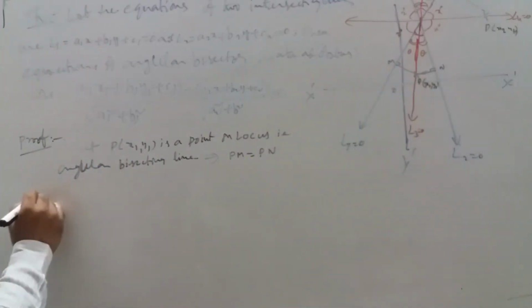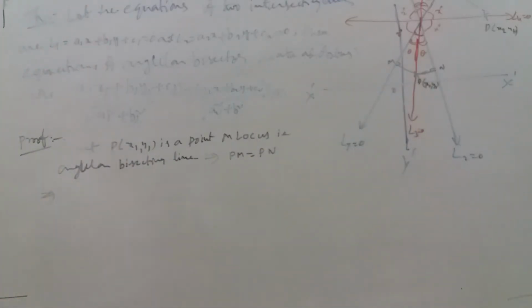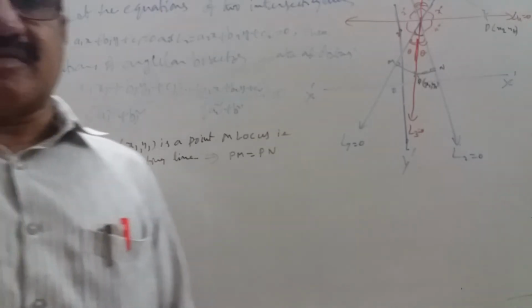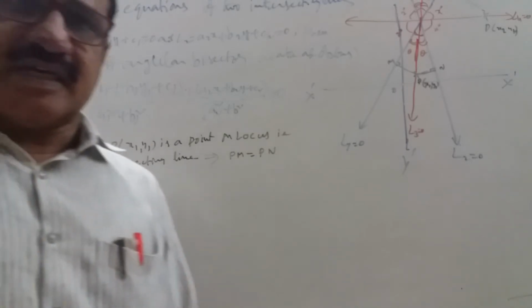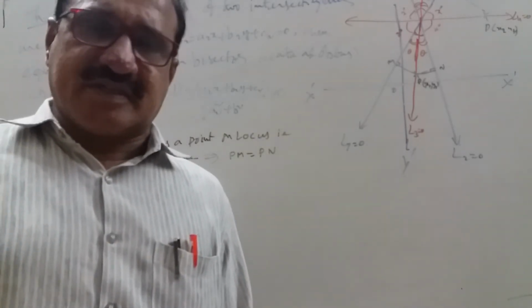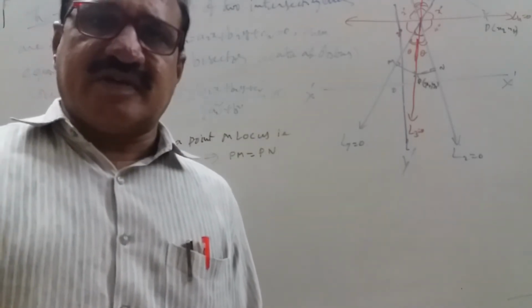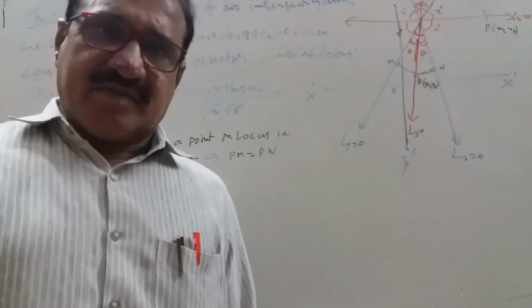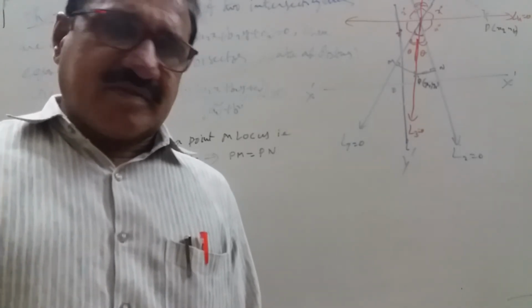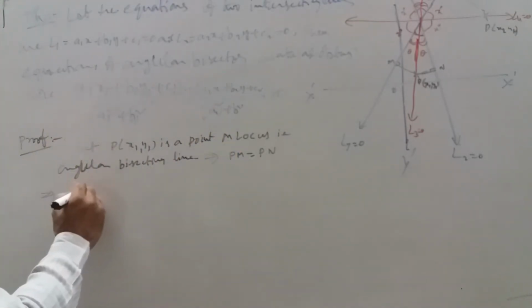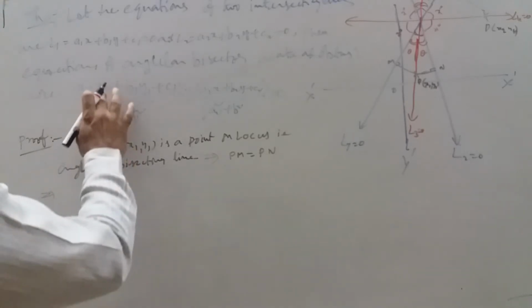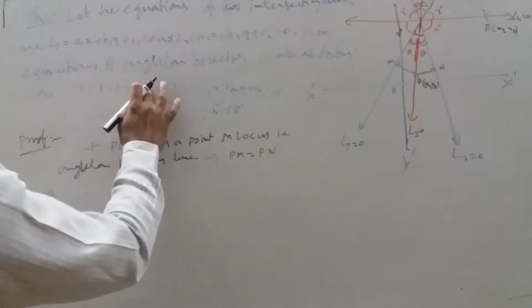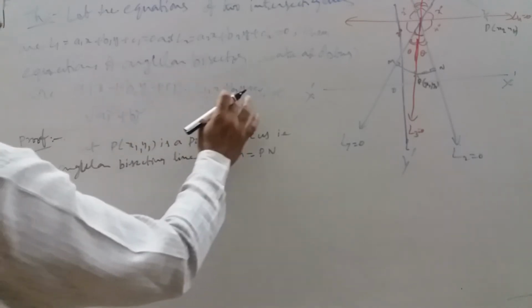The perpendicular distance: how can we find the perpendicular distance from any point P(x1, y1) to any straight line ax plus by plus c is equal to 0? It is mod of a1x1 plus b1y1 plus c1 by root of a1 square plus b1 square. By using that, it can be written as a1.